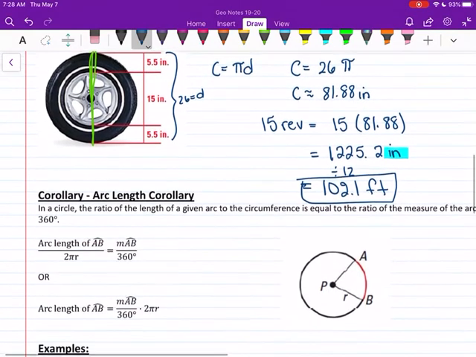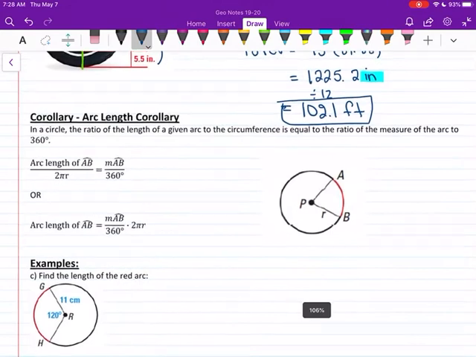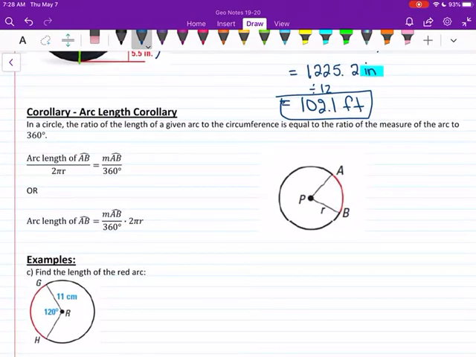Okay, next. This is where things get a little tricky and there's some new notation, so make sure you're paying attention. Ask me questions in the video chat if you have any. Our corollary is about arc length. It says, in a circle, the ratio of the length of a given arc to the circumference is equal to the ratio of the measure of the arc to 360 degrees.